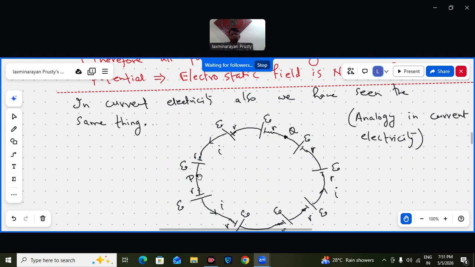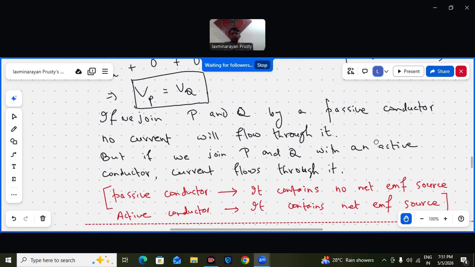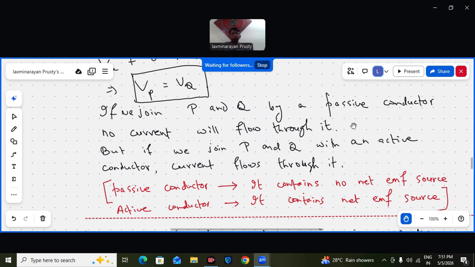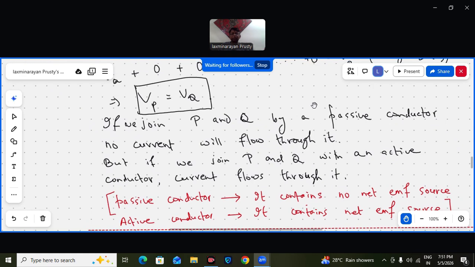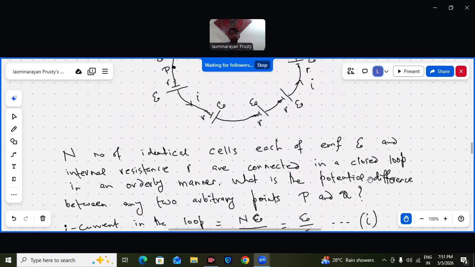Suppose you join P and Q by a passive resistor. What is a passive conductor? A passive conductor is a conductor without any energy source, meaning without any net EMF. That is passive, just a rod like that. Then by a passive conductor, no current will flow through this, because at the ends of the passive conductor the potential difference is 0.